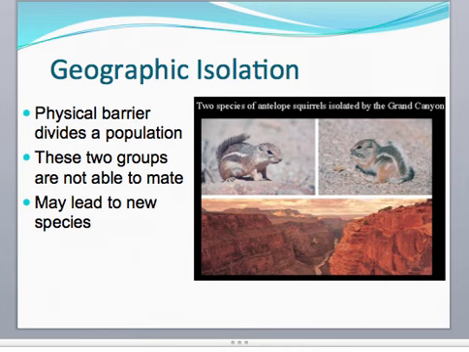Once the groups are separated, they can only mate within their smaller group, and any adaptations that occur will be from changes in the organism's DNA. As both groups' DNA changes, they eventually become different species.